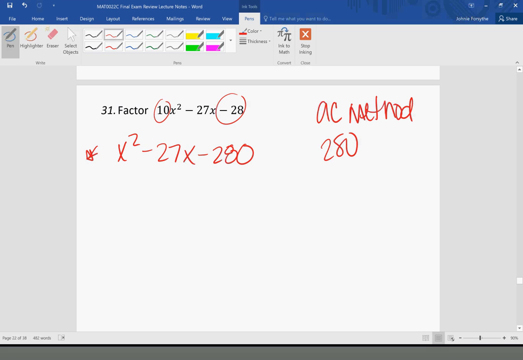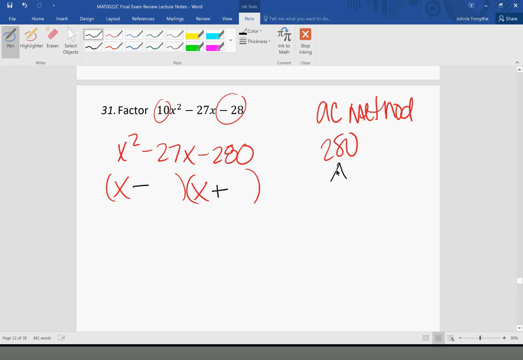Okay, so now I want to think of two numbers. Well, first let me set this up. So I need to have x times x, and now I like to use what I call sign rules. I'm going to drop the first sign and then multiply these two signs together to get the next one here. So now I need two numbers that will multiply to give me 280 and subtract because the 280 is negative to give me 27.